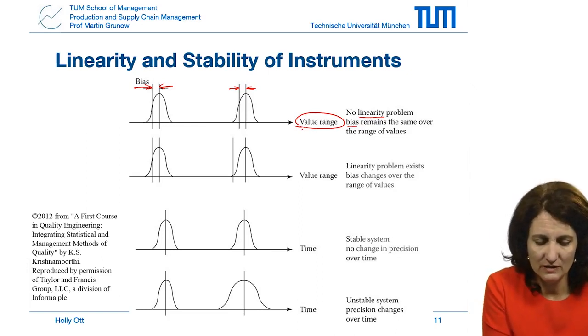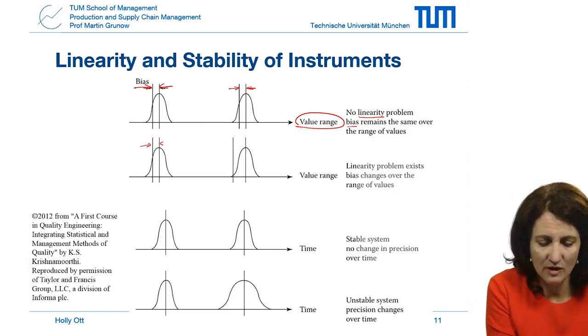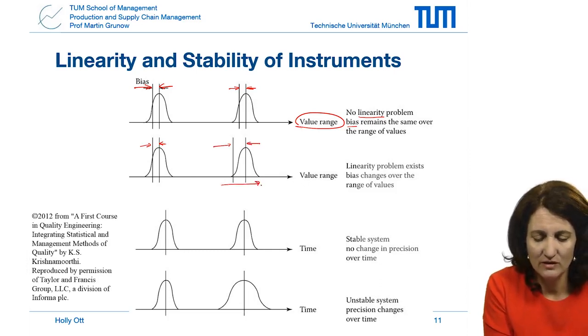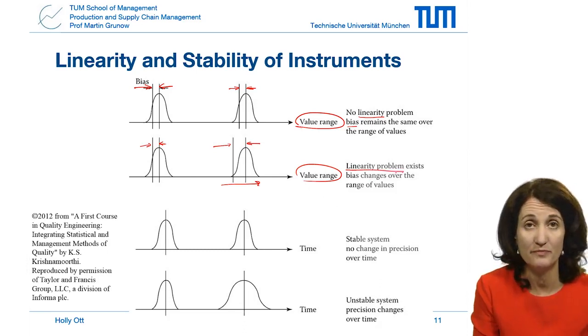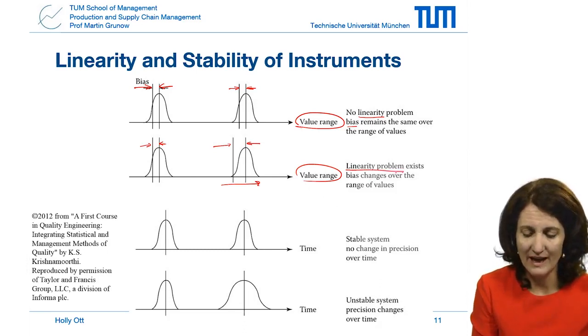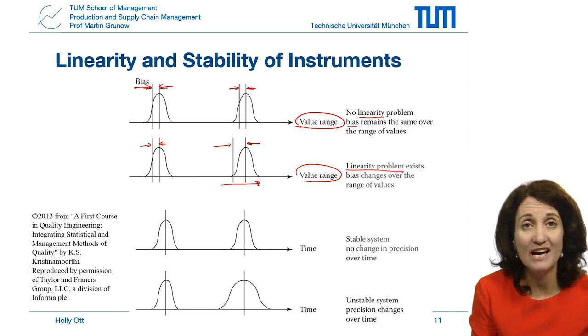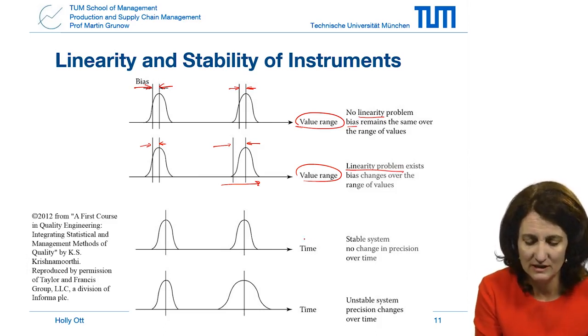Here we have the opposite case. The bias starts as a small bias, and then it gets larger for higher values. So we have a linearity problem in the second example. In the bottom, we're looking at the change in time. So this is our stability concept.